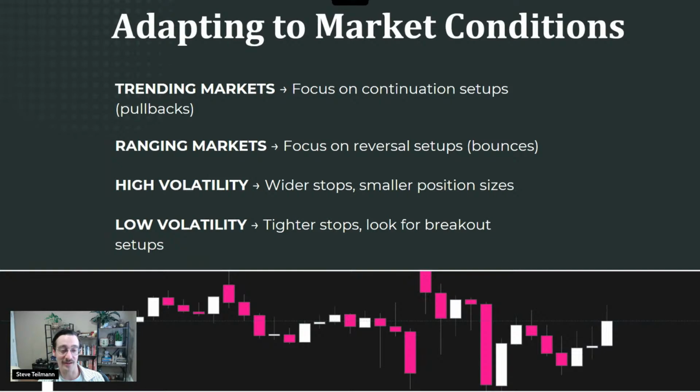So we've got to expect that. But how do we trade ranging markets? These can be really tough, right? So I think it's important in these markets to focus on these reversal setups. These are my favorites, and that's why I do love ranging markets.